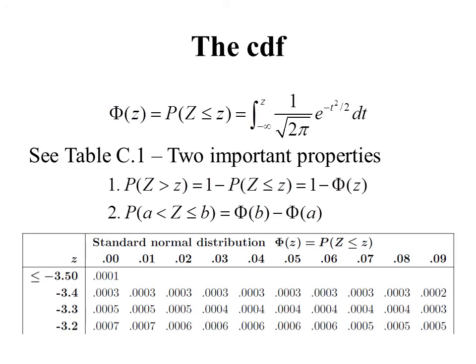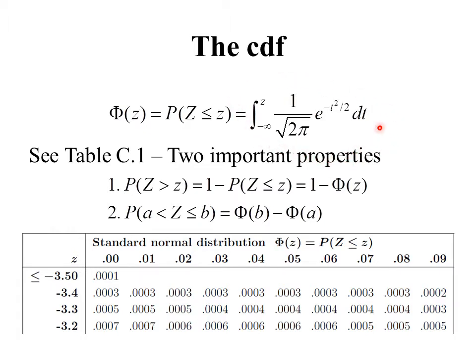Now the CDF of a standard normal distribution is defined to be the probability that Z is less than or equal to z, and we calculate that according to the definition of the CDF: integrate the PDF from -infinity up to z. Now this CDF is given a special name, capital phi of z. Evaluating this definite integral is not a trivial matter.